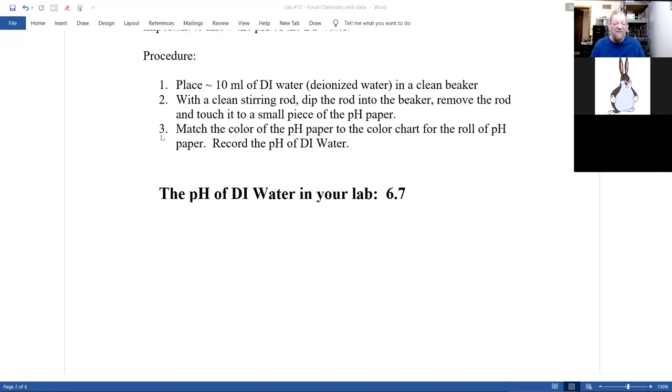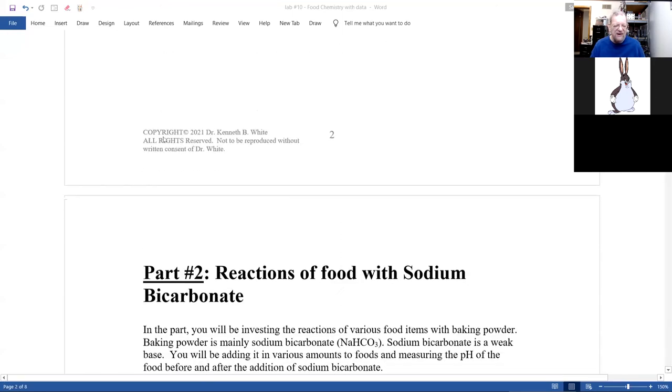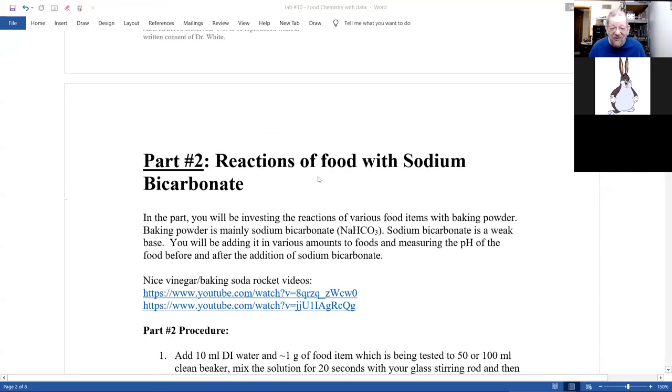All right, now for the fun part. You're going to react some food with sodium bicarbonate. Remember, sodium bicarbonate is baking powder. And it comes in the little red cans, which is called Calumet baking powder. You can find it sometimes in a small yellow can with the weird name Clabber Girl that's made in Indiana. Maybe that's why it's a weird name. No, I shouldn't say that.